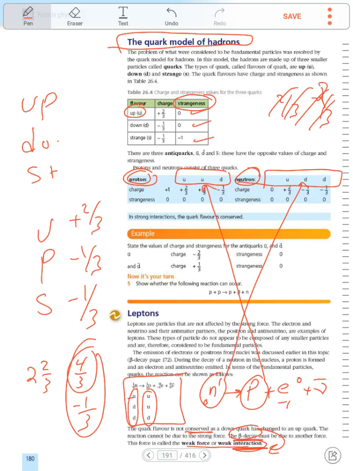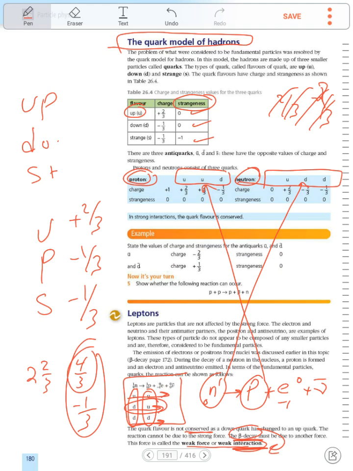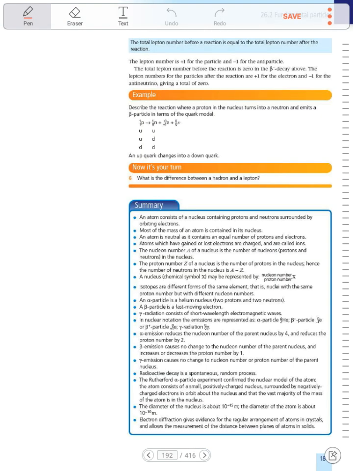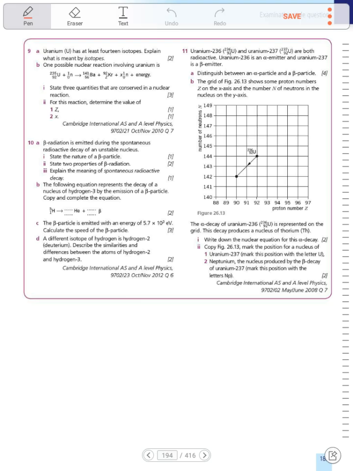Here we can see the up is not changed. This down changed to up, and the other down stayed down, okay? So the change may be from up to down or down to up, okay? Finally, the total lepton number before a reaction is equal to the total lepton number after the reaction. This chapter is very easy. You have to remember it very well, okay? Especially the interactions between particles. Let's see this type of questions.